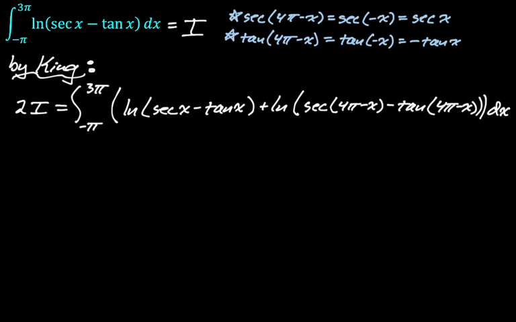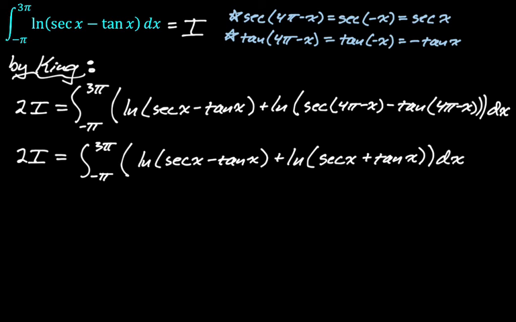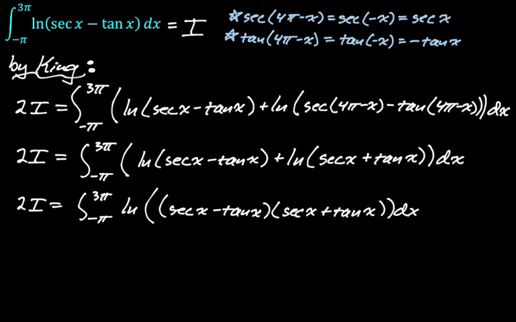Okay, so that's the mistake. It's going to disappear at this point, hopefully. So my secant of 4 pi minus x, which should be 2 pi minus x, is just going to become secant of x. My tangent of 4 pi minus x becomes negative tan of x. So that's secant minus negative tan is secant plus tan. So we have this. All right, when you are adding in between natural logs, you should multiply the things. So this is going to be 2i is the natural log of secant minus tan times secant plus tan.